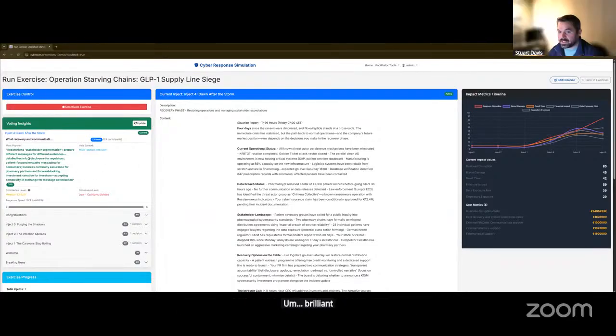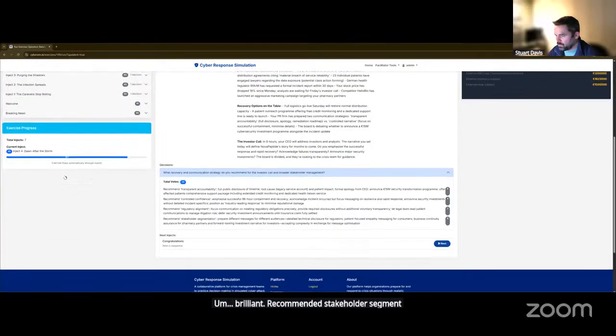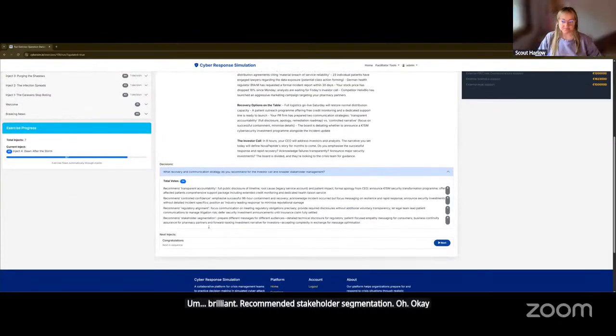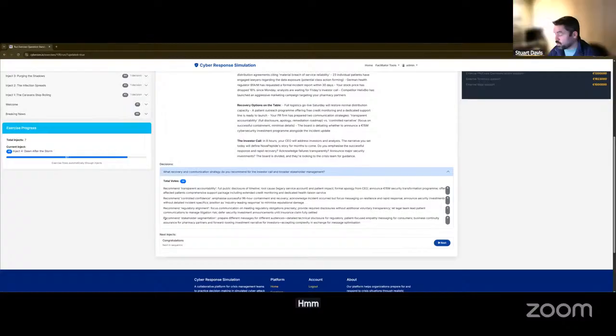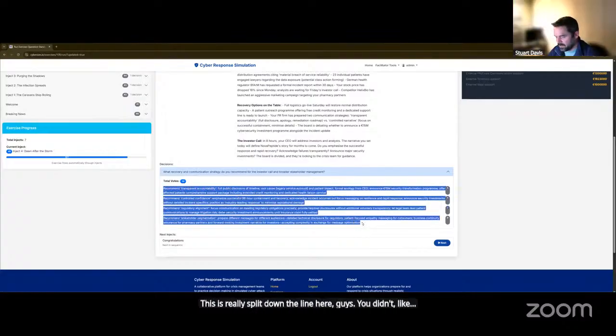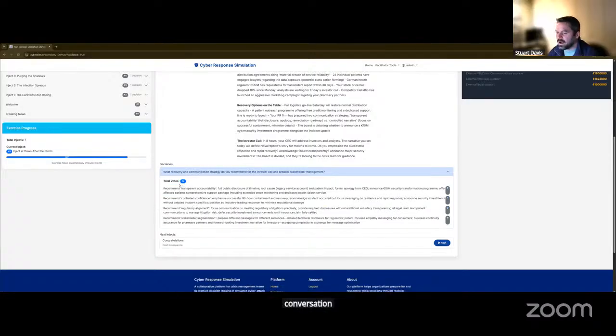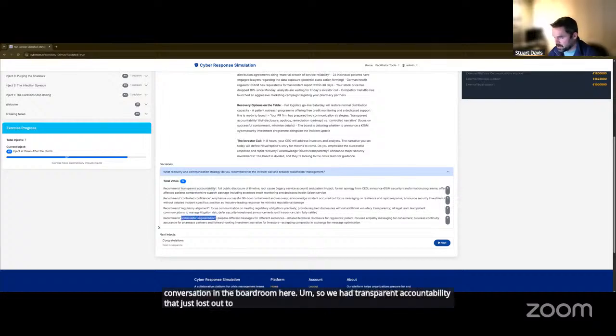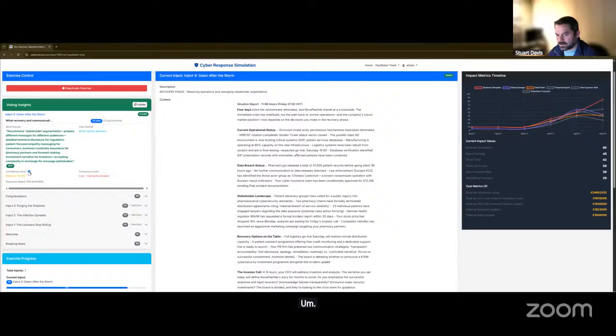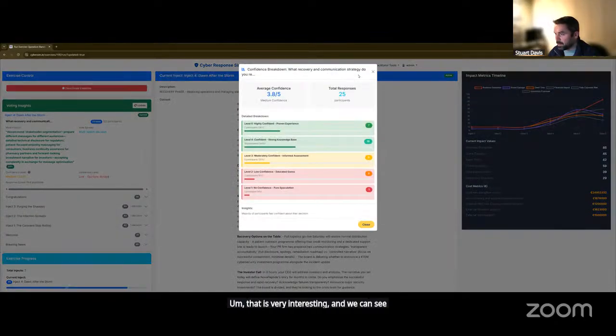Brilliant. Recommended stakeholder segmentation. Very interesting. So this is really split down the line here, guys. I think you would have had a very contentious conversation in the boardroom here. So we had transparent accountability that just lost out to stakeholder segmentation. That is very interesting, and we can see the confidence level went up.